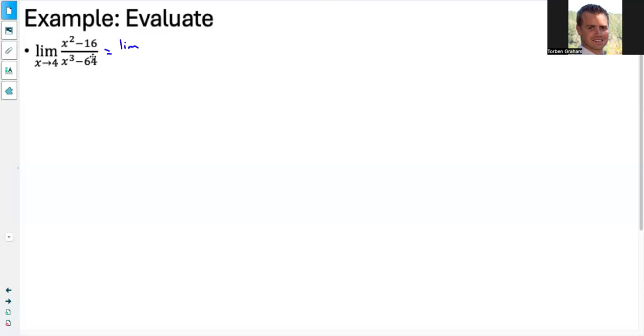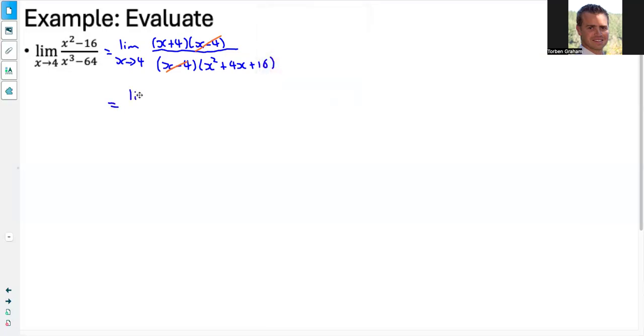So our limit of x squared minus 16 over x cubed minus 64 as x approaches 4 is the same as our limit as x goes towards 4 of, well, this here is a difference of squares. So that's going to be x plus 4 times x minus 4. And this is a difference of cubes. So this would be x minus 4 times x squared plus 4x plus 16. Now what we'll see is this term would essentially cancel out with this term.